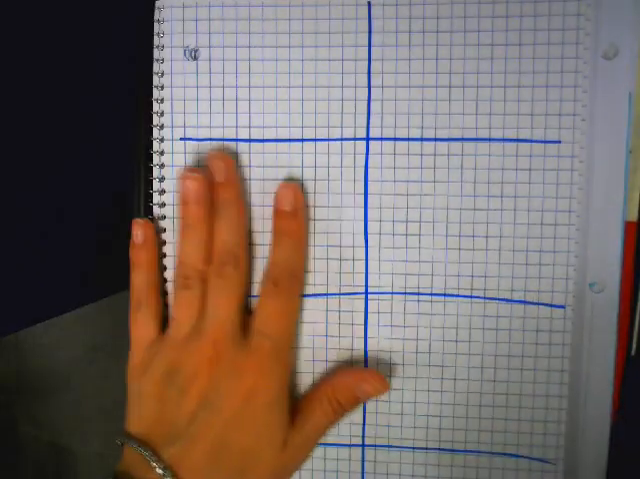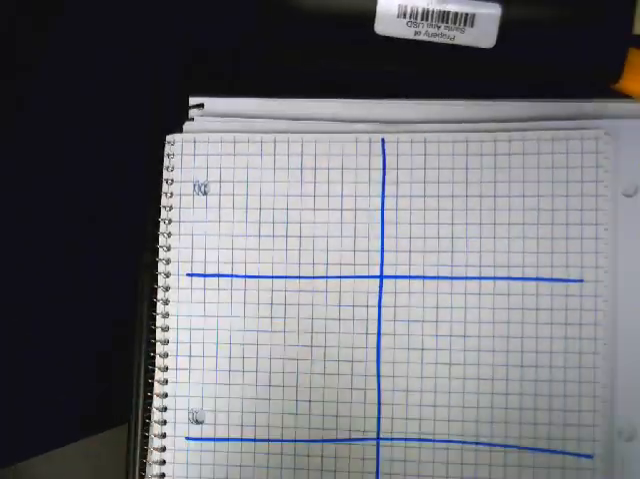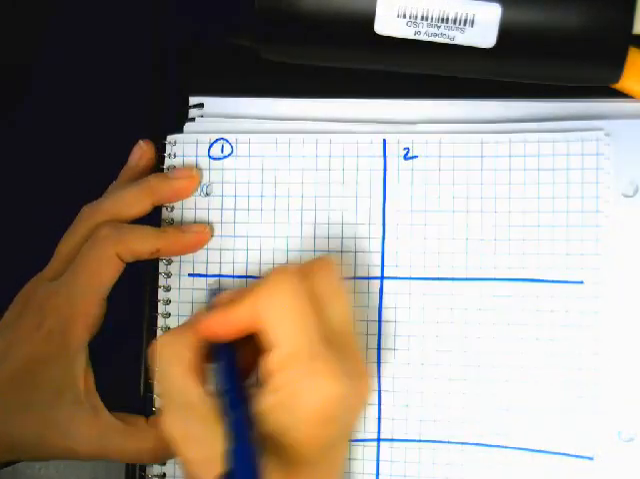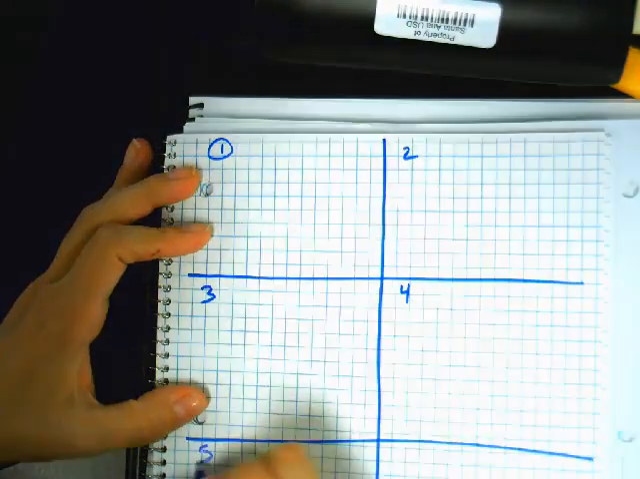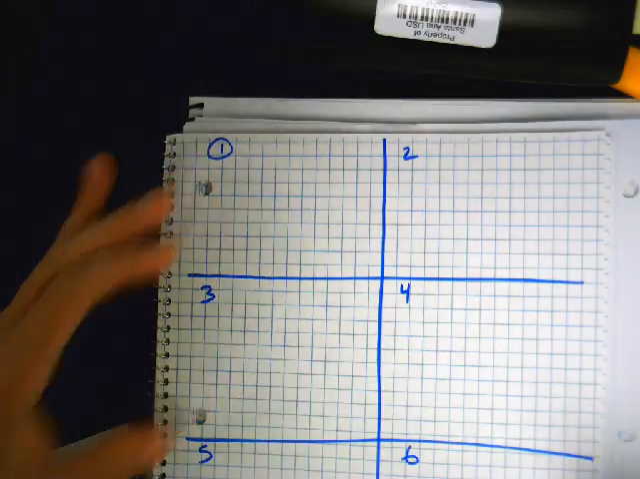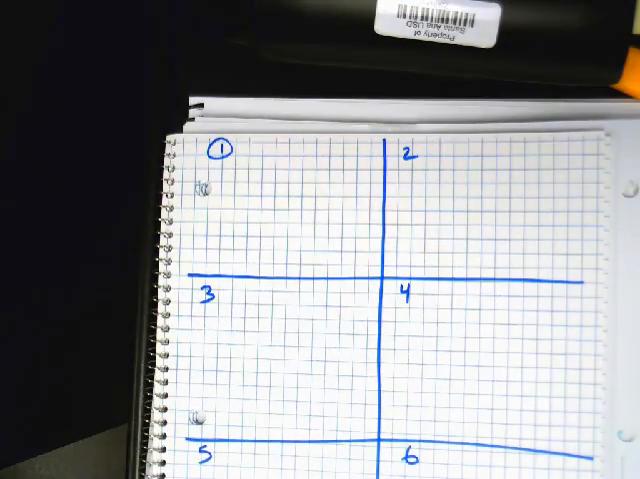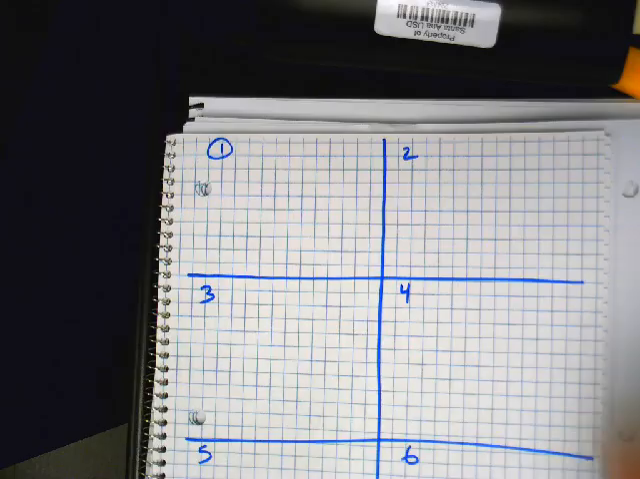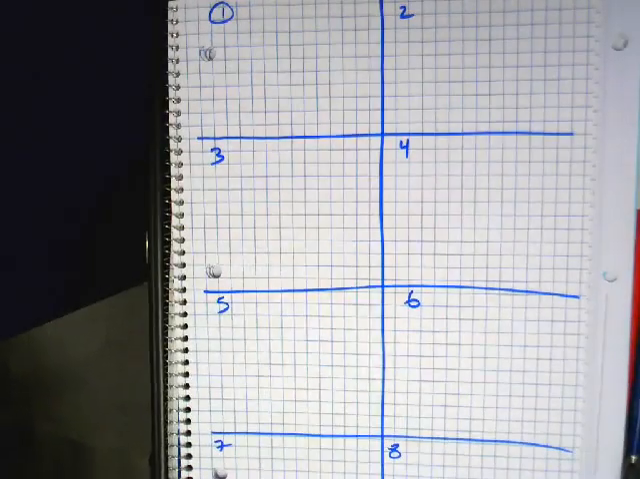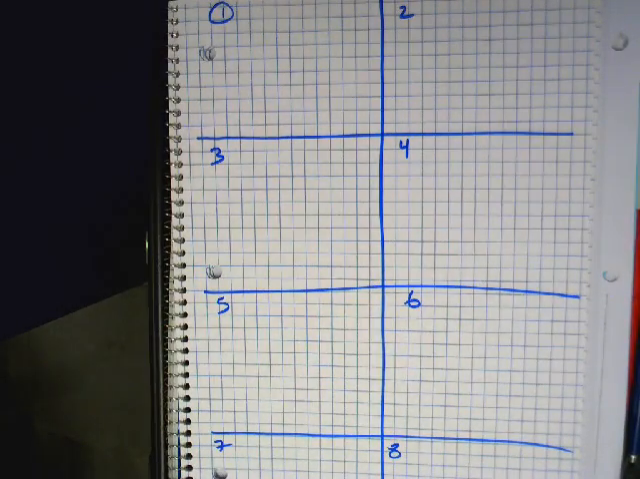Okay. Now let's number our paper. 1, 2, 3, 4, 5, 6, 7, 8. All the way. Brian, I'm going to pass 2 to them, okay?